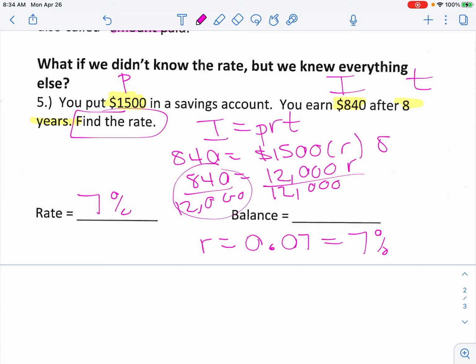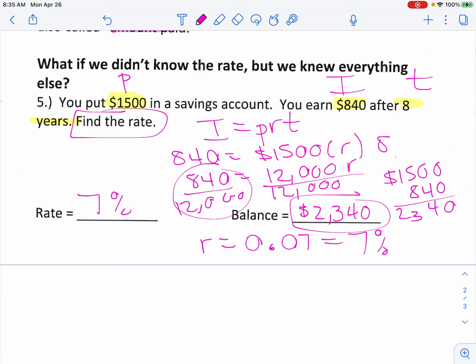Now the balance is going to be the $1,500 that you deposited plus the $840 interest that you earned. So at the end of 8 years, that $1,500 is now $2,340. 7% interest rate, $2,340 balance. All righty.